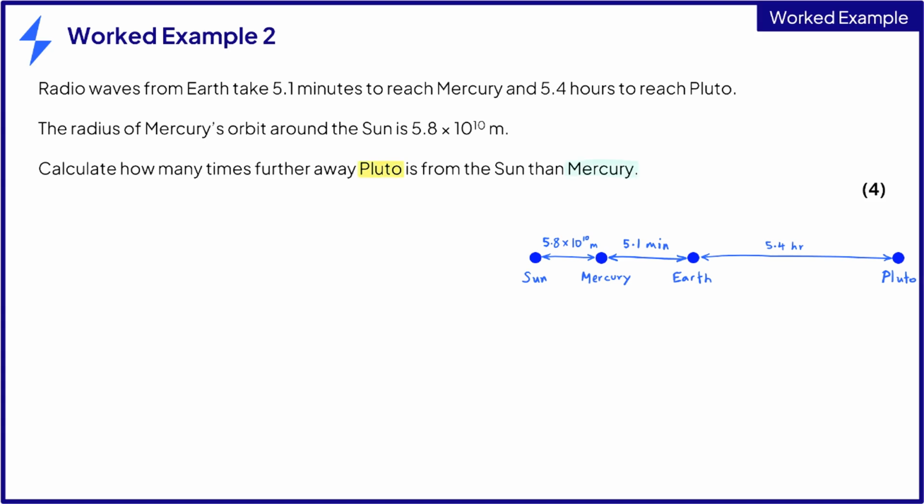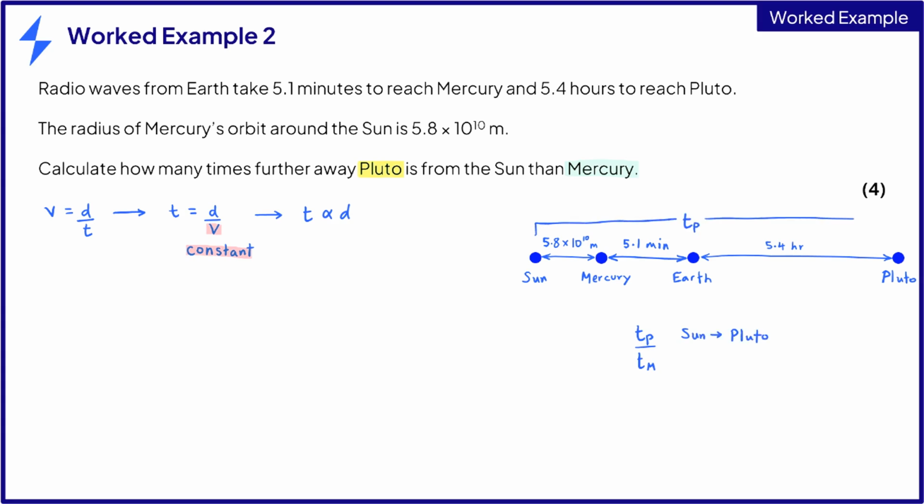From the equation relating speed, distance, and time, and from the fact that the speed of light is a constant, we find that time and distance are directly proportional. This means that the ratio of the distances is equal to the ratio of the times. Therefore, we can work out the values of time, and we don't have to convert to distance. But we do have to convert the times into the same unit. For ease, minutes will be the simplest.